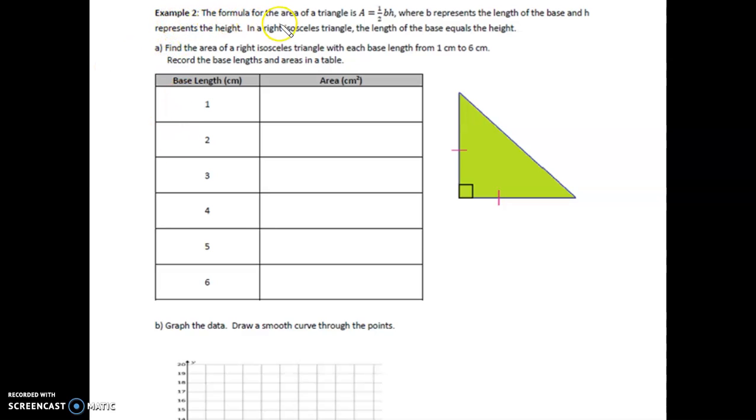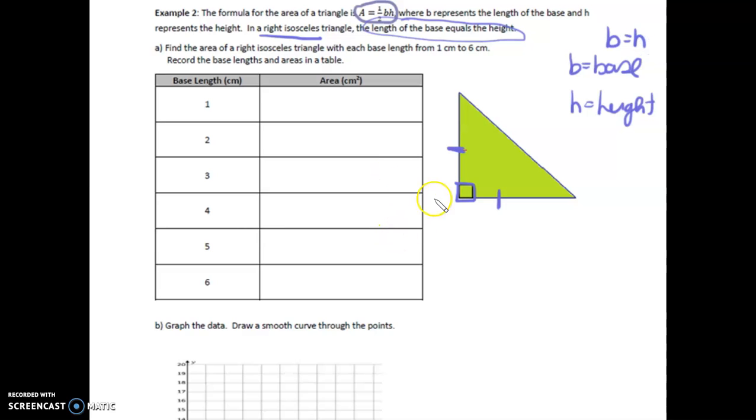So example 2, the formula for the area of a triangle is A equals 1/2 B times H, where B represents the length of the base, and H represents the height. So in a right isosceles triangle, what does that mean? That means we have a triangle with a right angle, and isosceles means that the two side lengths are the same. The length of the base equals the height.